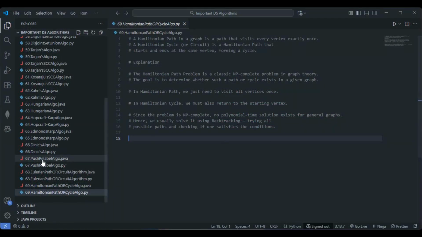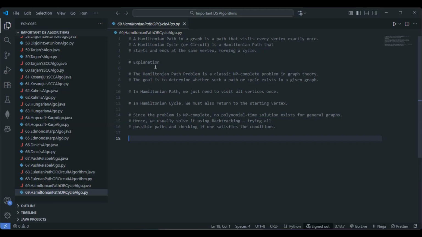Hello everyone. So today we'll be discussing the Hamiltonian path or cycle algorithm. This is going to be the last algorithm in the graph-based algorithms playlist, so this is going to be special. We'll be completing the graph-based algorithms with this particular algorithm. Previously we had discussed the Eulerian path or circuit algorithm. Now let's move on with the Hamiltonian path or cycle algorithm.